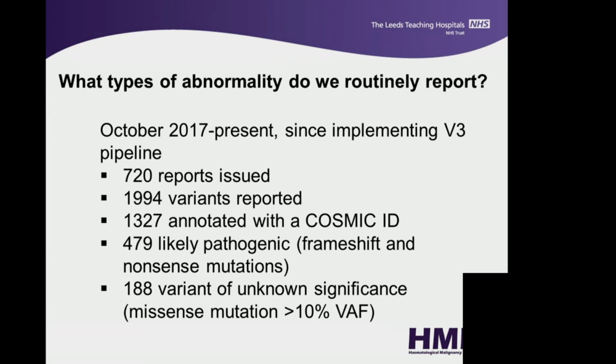And then the contentious area, which I will go on to talk about, are variants of unknown significance. We are currently reporting these, and in that time period we've reported 188 of these. Again, I'll explain in a couple of slides' time why that's actually quite important. We think that's probably a step we're going to go back from. We're probably going to stop reporting those. Again, these are almost exclusively missense mutations. We put a reporting threshold for those that they have to be present at a VAF above 10%.